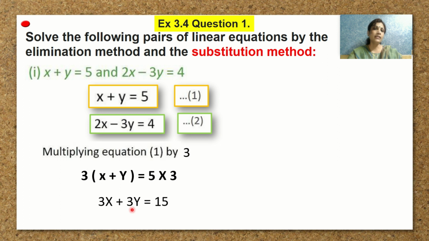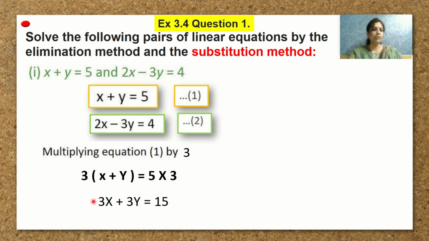I'll suggest that you always make the coefficients similar for the variable wherein the signs are opposite. For example, in equation 1, y has plus sign, and in equation 2, y has minus sign. So when you have opposite signs, try to make that coefficient same. Otherwise, it's your choice. Even I can make the coefficient of x similar. For that, I would have multiplied equation 1 by 2. So I would have made the coefficients of x similar, that is 2, 2. But I have selected to make the coefficients of y same. So we have multiplied equation 1 by 3.